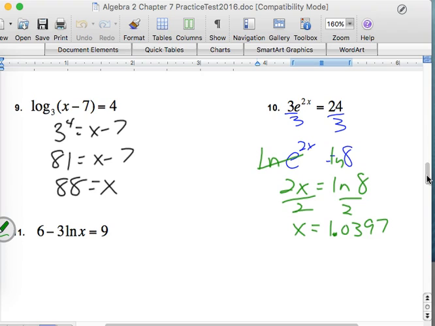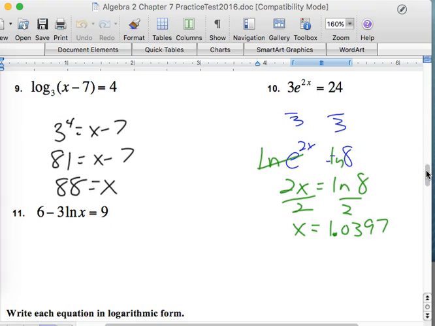So the base has to be exposed, or the logarithm has to be exposed. Those are the 2 ways that we go with these, either the base or the logarithm. So now, use that knowledge. 6 minus 3 natural logarithm of x.